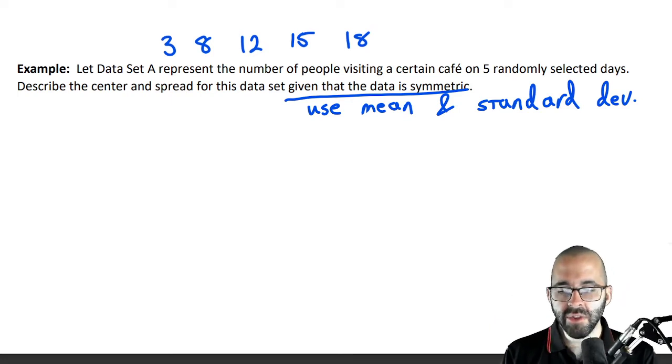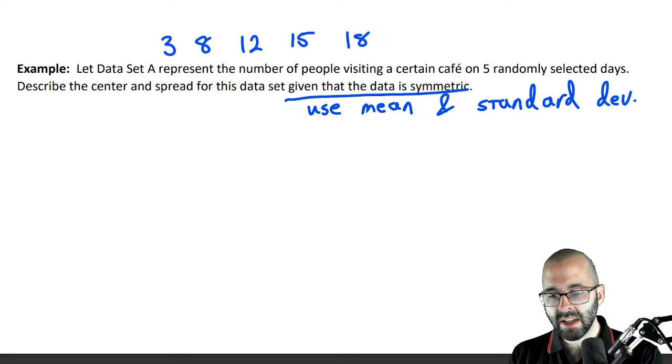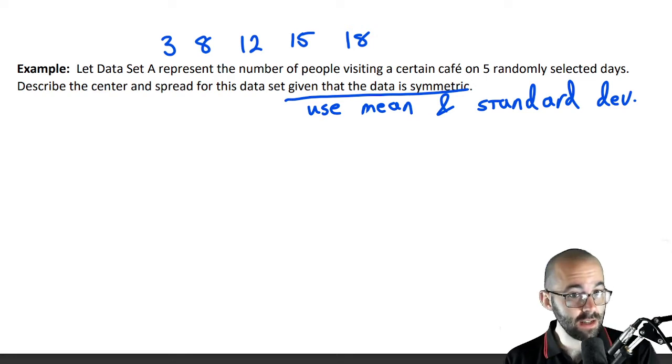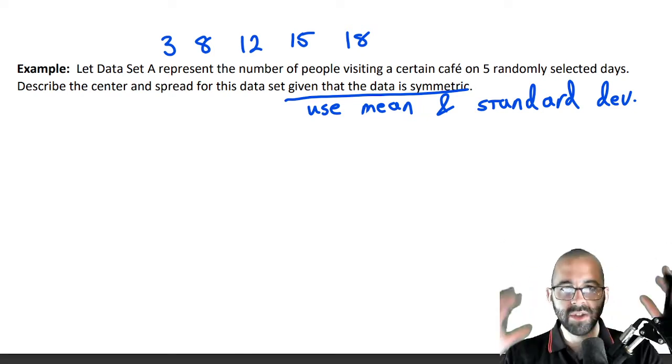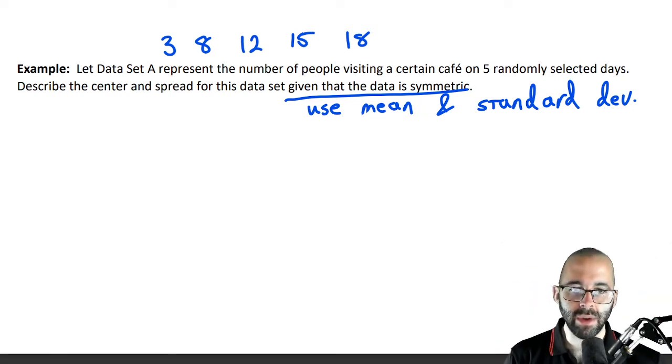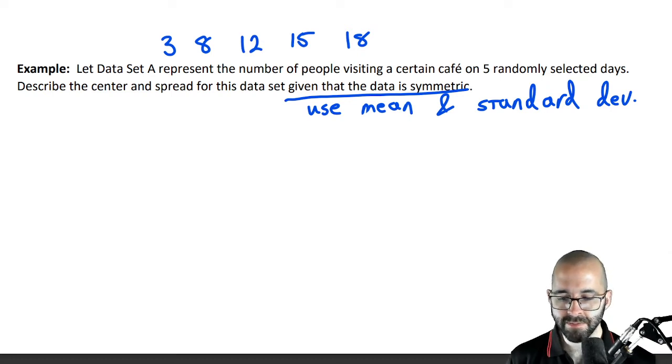Describe the center and spread. Given that this is the number of people, so that's discrete values. Discrete is when we can count, whereas continuous was everything in between, but you can't have like 8.3 or 8.3 repeating people. Describe the center and the spread using the context of the problem.